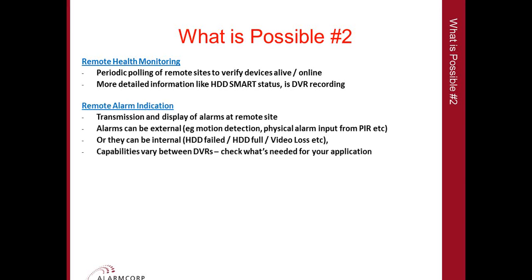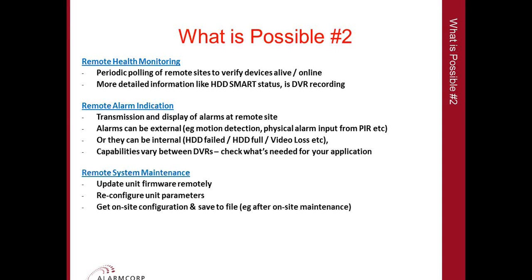Things like remote alarm indication, transmission and display of alarms at the remote sites. Now, you can have an external alarm, such as motion detection or an alarm input from a PIR, or you might have an internal alarm. A hard drive has suddenly failed, a cooling fan has failed, a hard drive has filled up and the unit has stopped recording. Again, capabilities do vary somewhat between DVRs, and you would need to check what you want for a particular application. But again, very useful proactive information that you want to know as soon as there is a problem on site so that you can take corrective action.